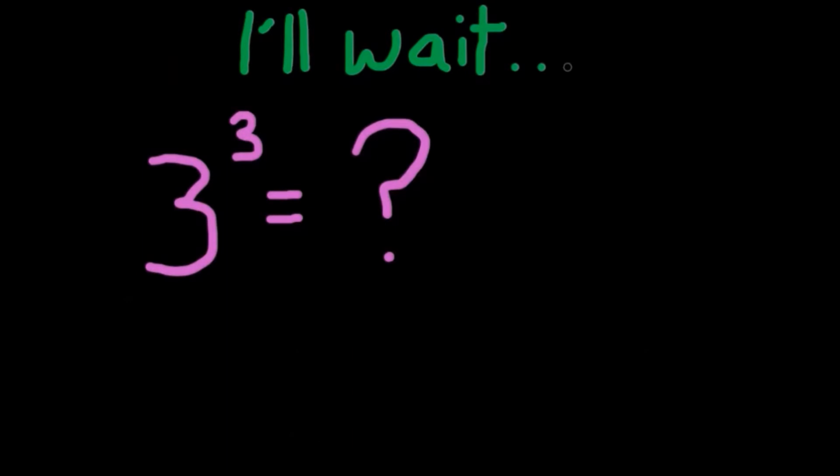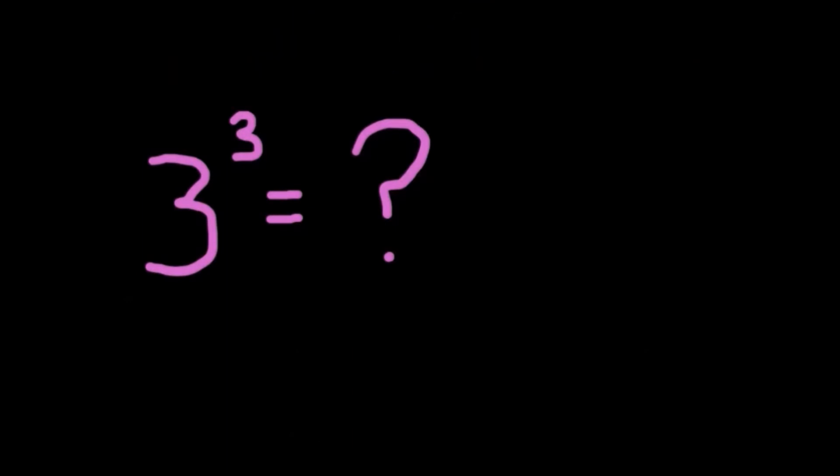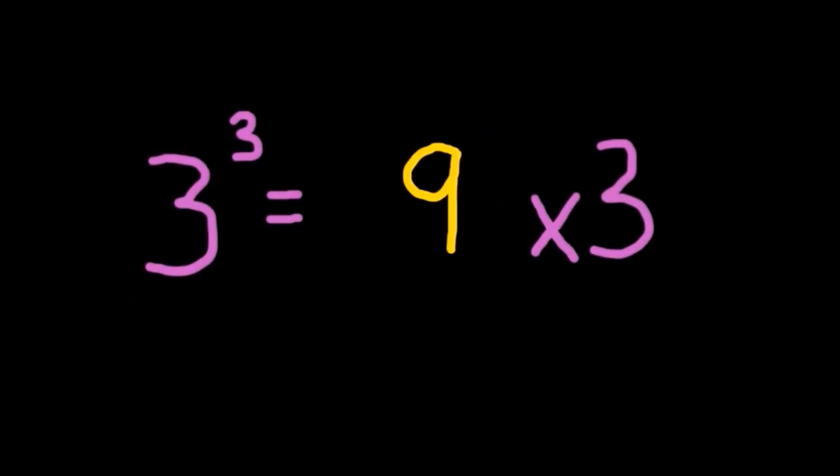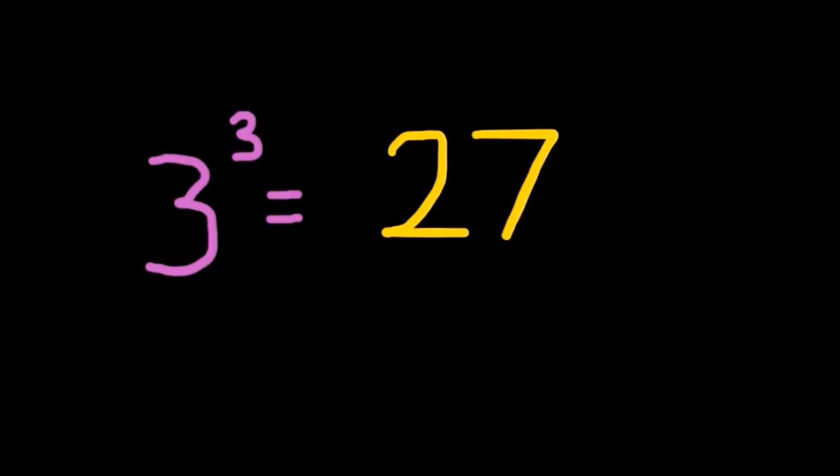So 3 to the power of 3. If I were to write that out, what would that look like? Well, the little number is 3, and so is the base. So that means you're going to be multiplying 3 by itself 3 times. And so if we were to actually figure this out, it would be 3 times 3, which is 9. Then you multiply that by another 3, which equals 27. So 3 to the power of 3 is the same as saying 27.